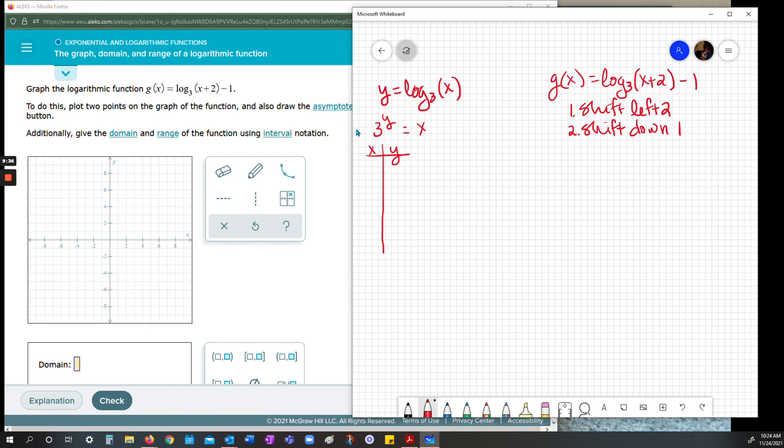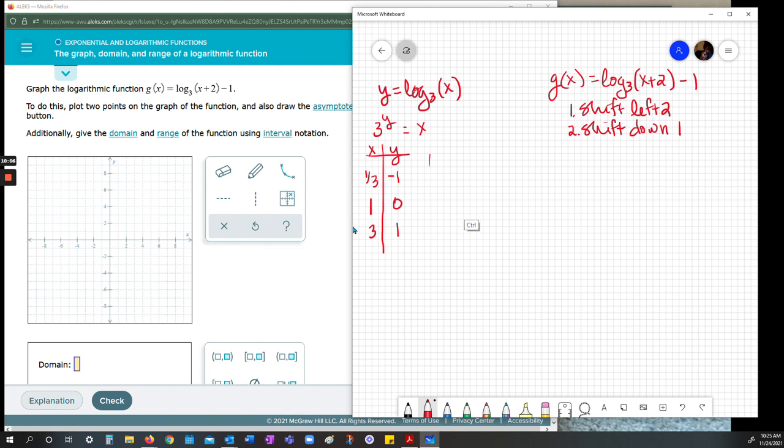And I'm just going to do negative 1, 0, 1. And so then if I do 3 to the negative 1, I get 1/3. 3 to the 0 is 1, and 3 to the 1 is 3. And so these are those 3 key points that we're always going to have, right? Reciprocal of the base, negative 1, 1, 0, and then base 1. But of course you could do more if you wanted to.